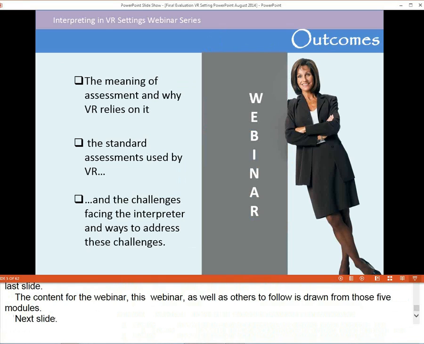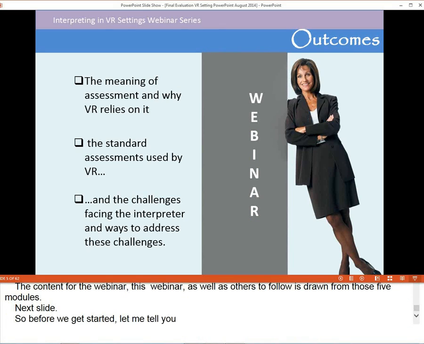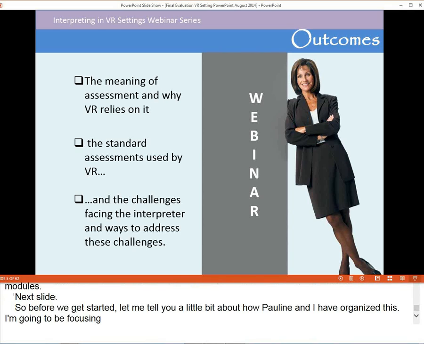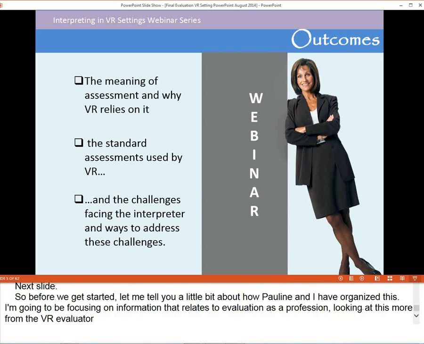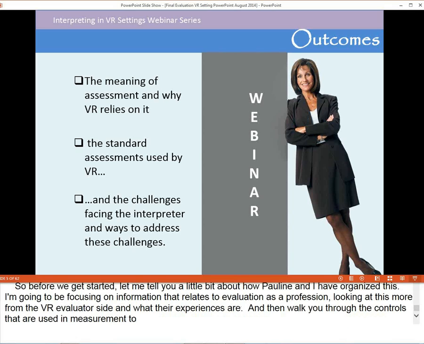So before we get started, let me tell you a little bit about how Pauline and I have organized this. I'm going to be focusing on information that relates to evaluation as a profession, looking at this more from the VR evaluator side and what their experiences are, and then walk you through the controls that are used in measurement to ensure quality results. And then Pauline is going to bring in how interpreters fit into the picture.